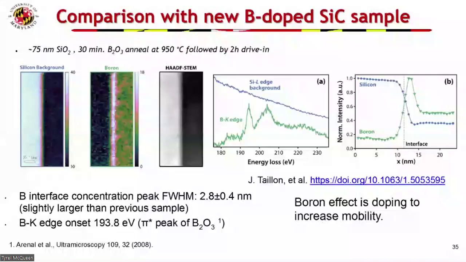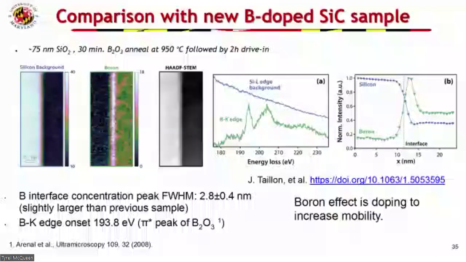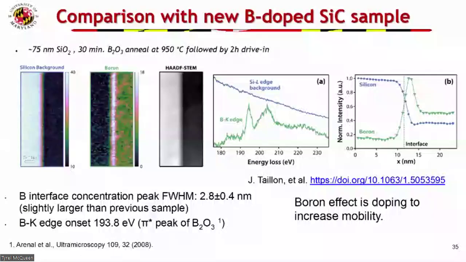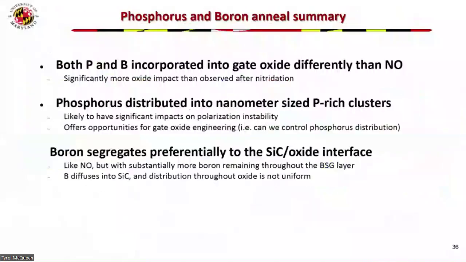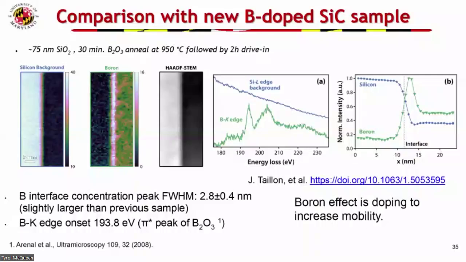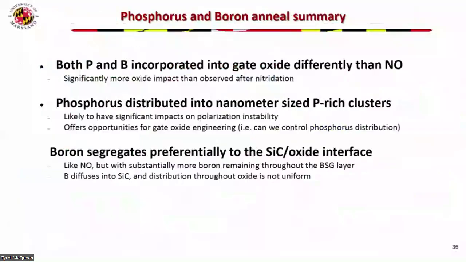And boron acts as a dopant in silicon carbide. So this is also another sample that was annealed with boron oxide at 950 degrees C, and we can clearly see again that there is higher boron concentration at the interface. So this is just again the plot of the profile, and we can see that there's higher boron right at the interface, and some boron going into the substrate.